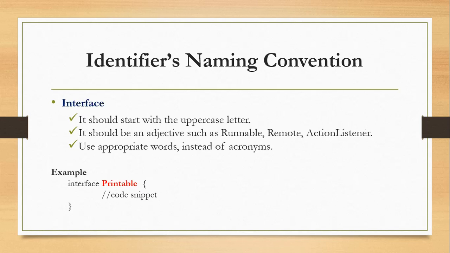Second is interface. For an interface, the naming convention is that it should start with an uppercase letter. It should be an adjective such as Runnable, Remote, ActionListener, and use appropriate words instead of acronyms. An example of an identifier for an interface would be Printable.